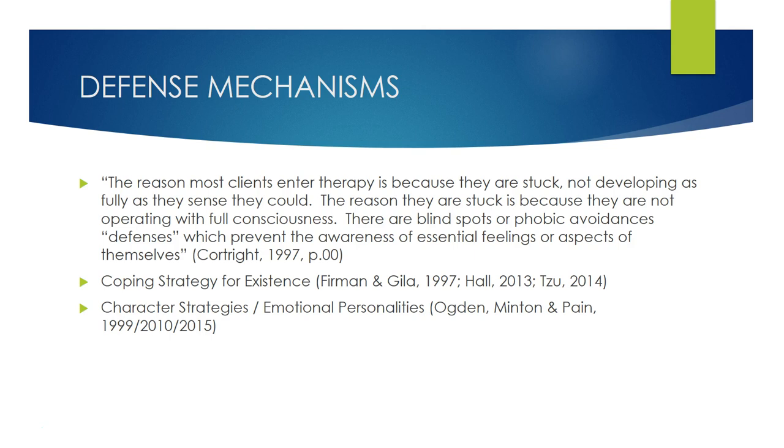Ogden, Minton, and Payne, from a trauma perspective, talk about people developing character strategies, or EPs, emotional personalities, as a way to keep them alive. I think that all of this plays out in the etiology of every domain, whether it's attachment, trauma, religion, or opportunity. Essentially this is a contraction of consciousness, which is in all types of sex addiction and love addiction.